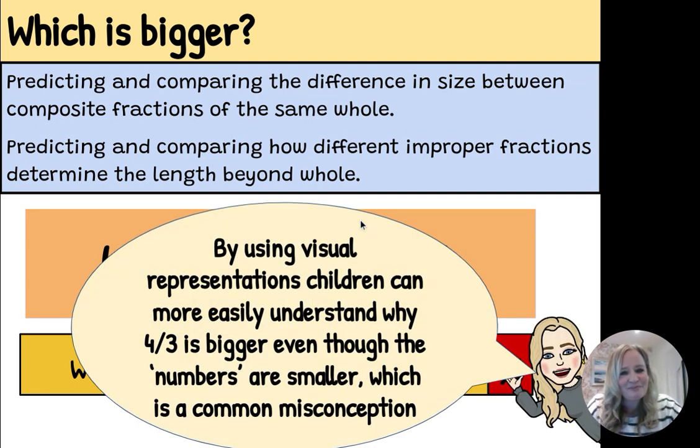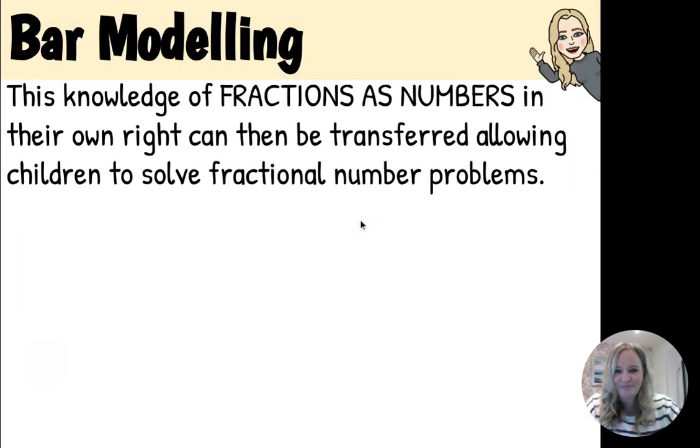By using visual representations, children can more easily understand why 4/3 is bigger, even though the numbers are smaller, which is a common misconception. They look at the numbers in the other fraction and think automatically it must be bigger. So bar modelling is really important, as I keep talking about all the way through all of these courses. This knowledge of fractions numbers in their own right can then be transferred, allowing children to solve fractional number problems.